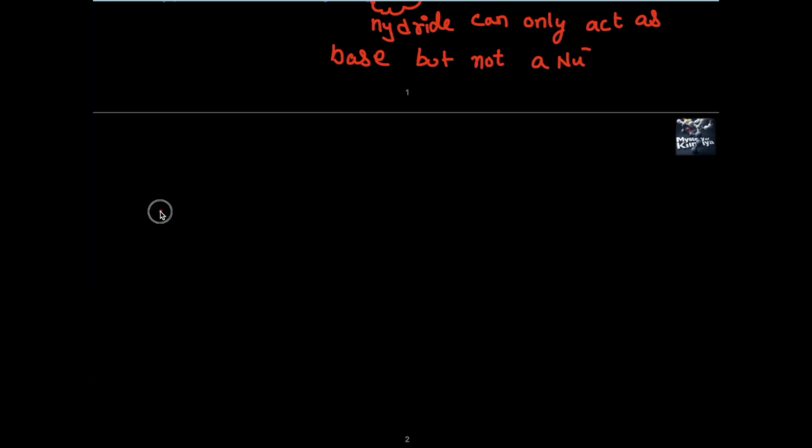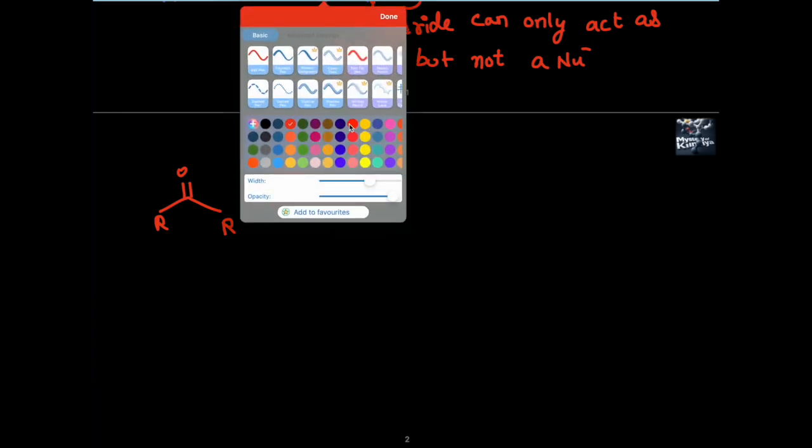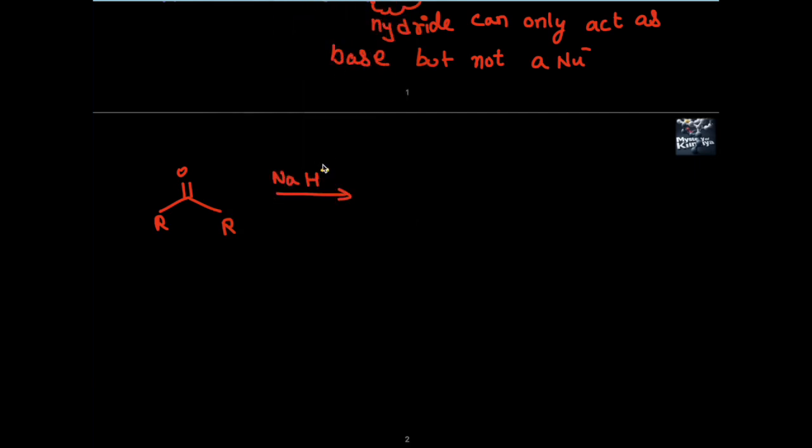This means we cannot suppose that this reaction would happen. Let's suppose we have this carbonyl group, and on adding sodium hydride, this H minus would attack on this carbon and we would see formation of an alkoxide ion. This will not happen because NaH is more ionic in nature. It just takes acidic hydrogen.